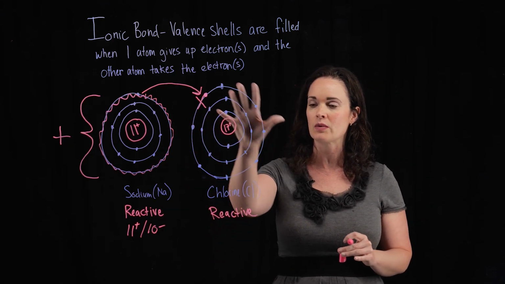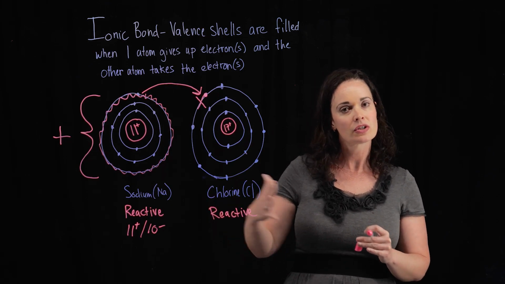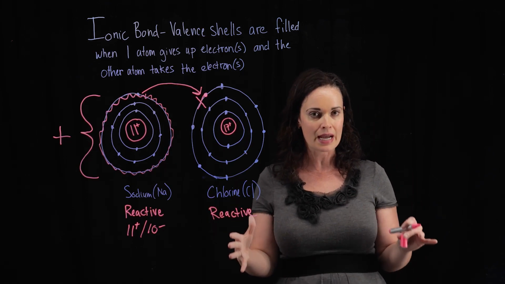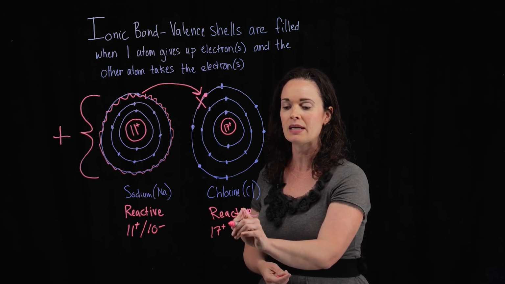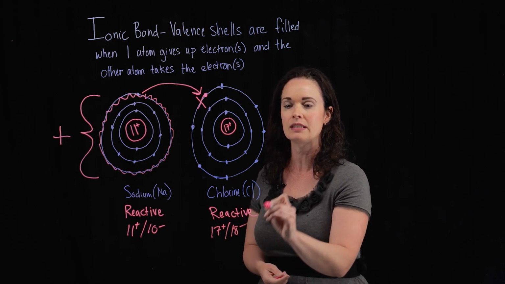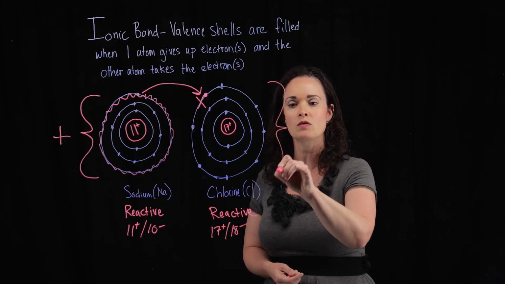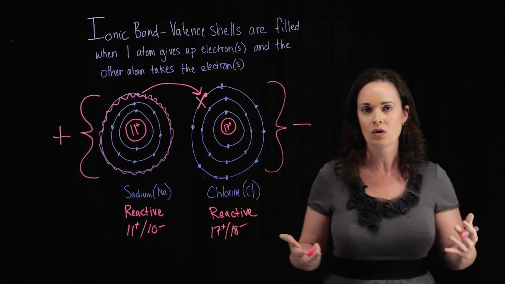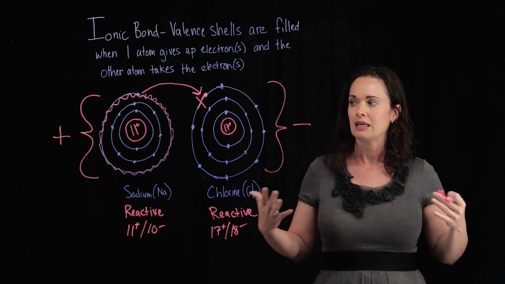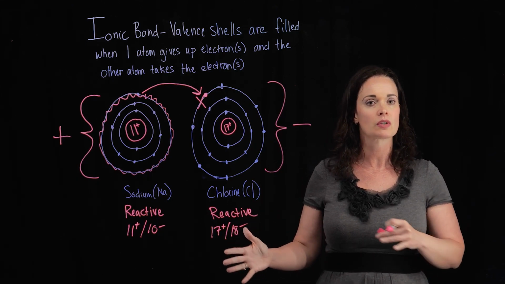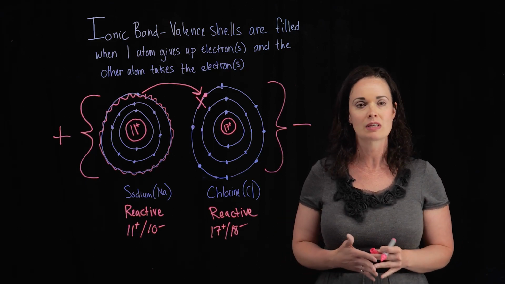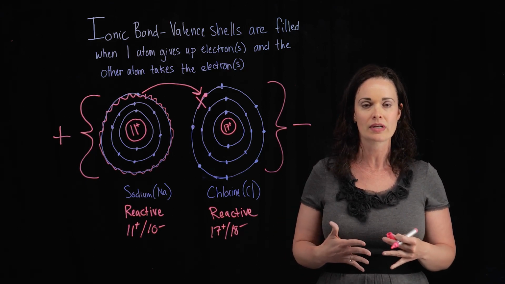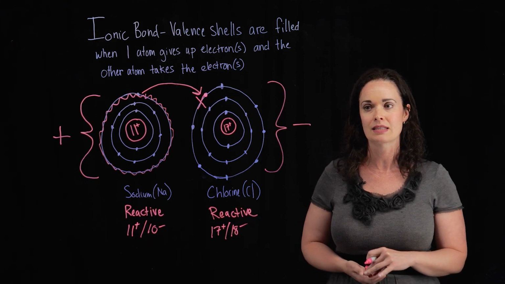When we look at what's going on with chlorine, it took that electron from sodium, and it now has a full outermost shell. But in this case we have 17 positive charges and we have 18 negative charges, so the overall charge on this chlorine atom is going to be negative. It's also an ion. Whether it's positively charged or negatively charged, if an atom has given up electrons or taken on extra electrons, we refer to that as an ion.